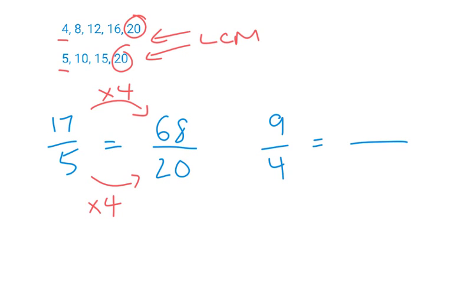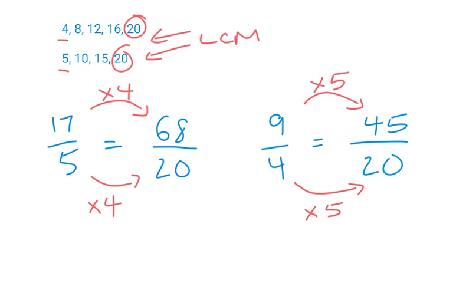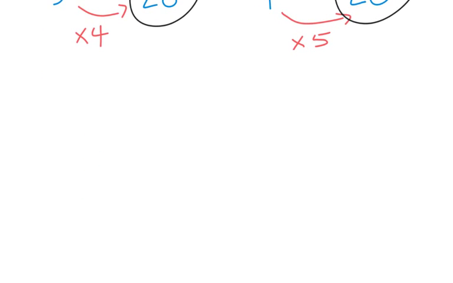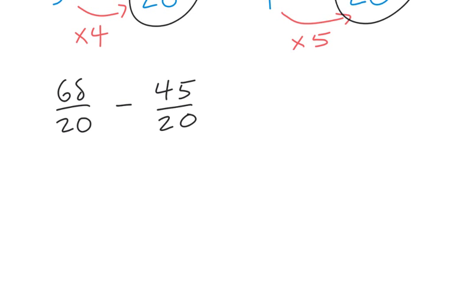Now I want you to take a look at the stuff on the right. The new denominator here is going to be 20. How do I go from 4 to 20? You multiply by 5. What you do to the bottom, you also have to do to the top. So 9 times 5 actually is 45. So what we've done is we've just written equivalent fractions for 17 over 5 and 9 over 4. I'm just going to move this up to make a little bit more space, and I'm going to rewrite the question with our equivalent fractions. So we have 68 over 20 subtract 45 over 20.